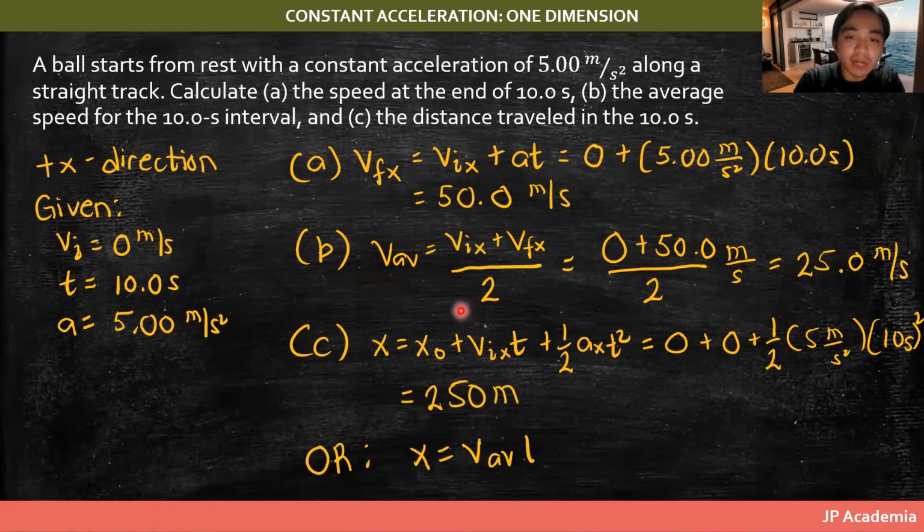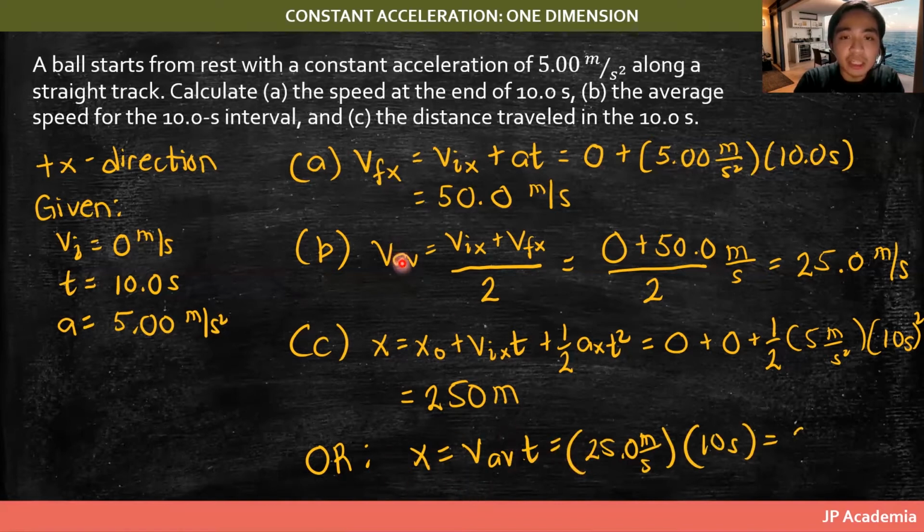Another method to get your distance is to use this formula. Given your average speed, multiply that with your time t, makakuha ka ng 250 meters din.